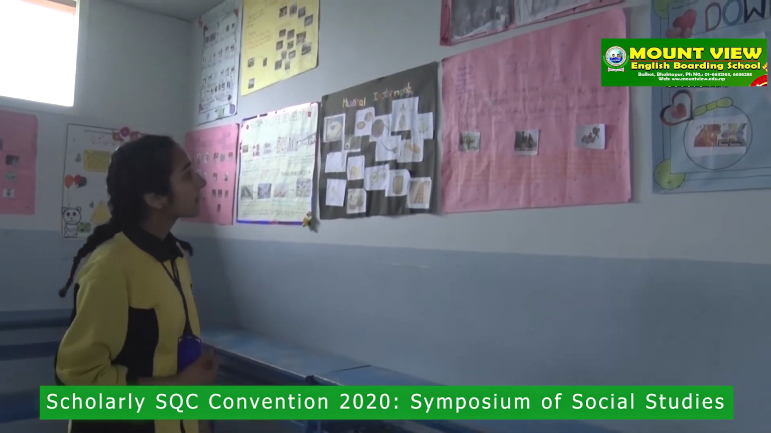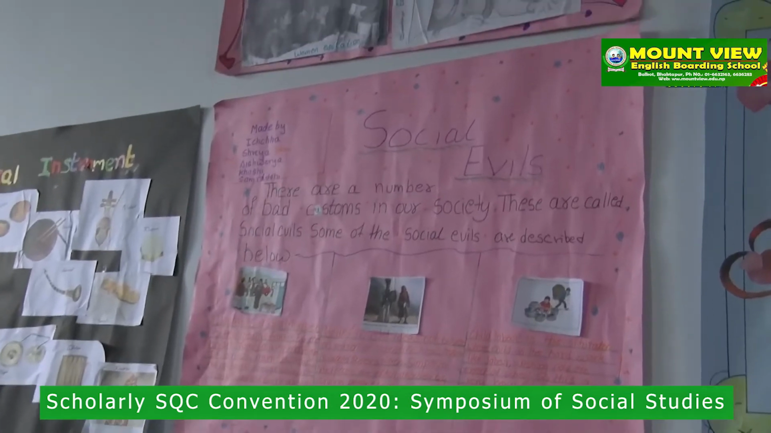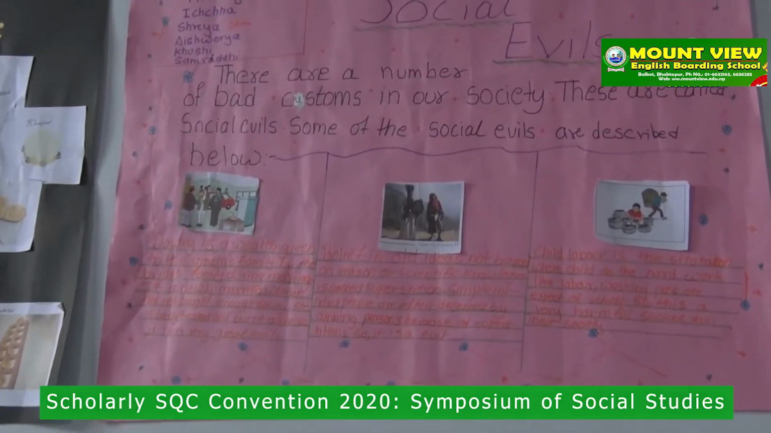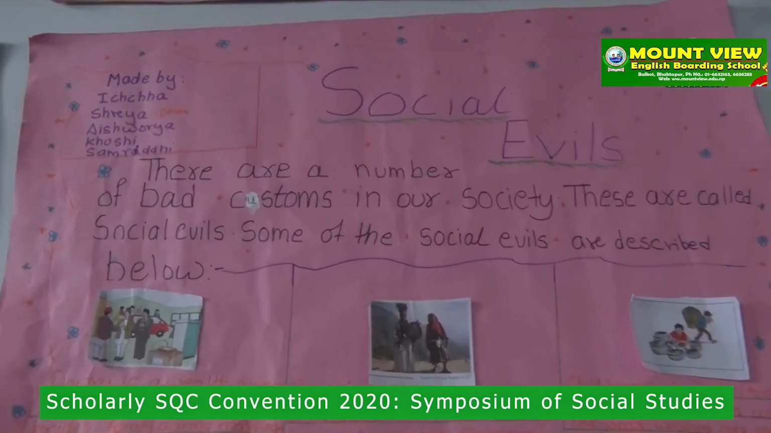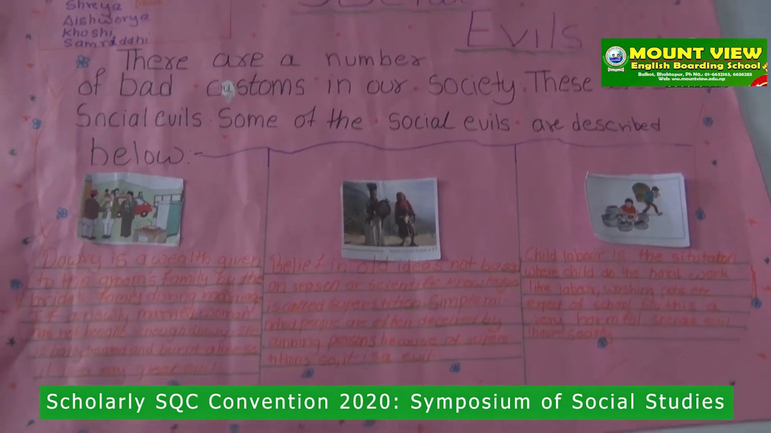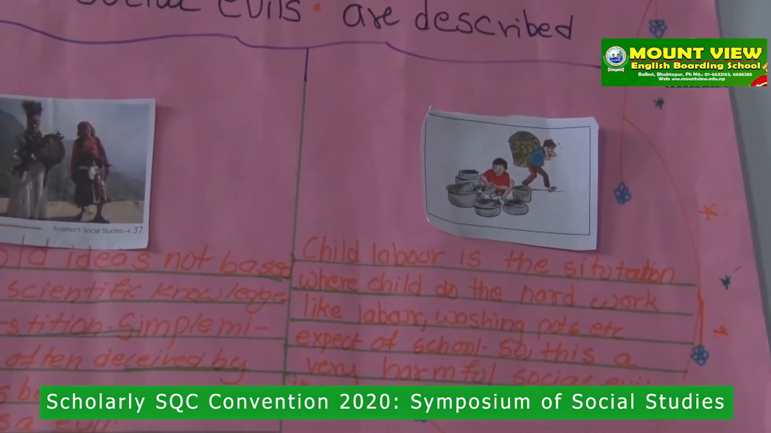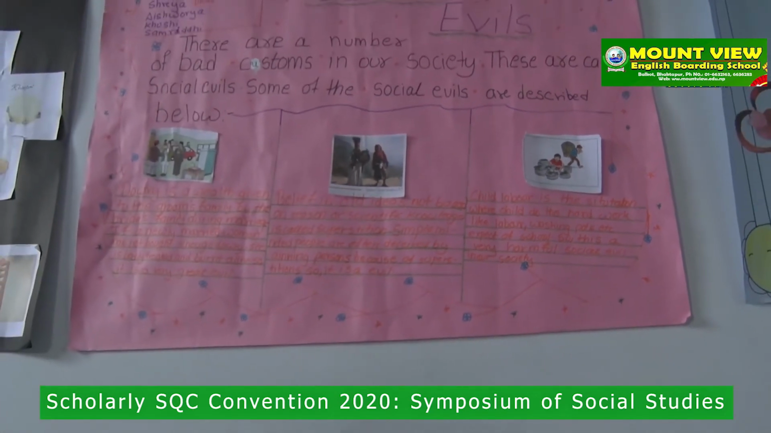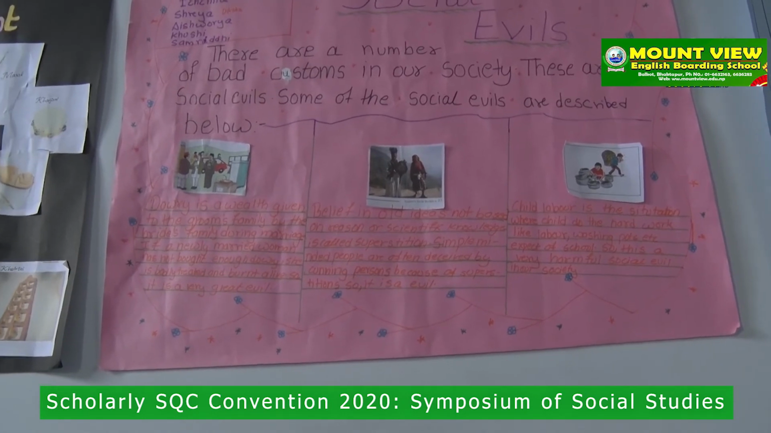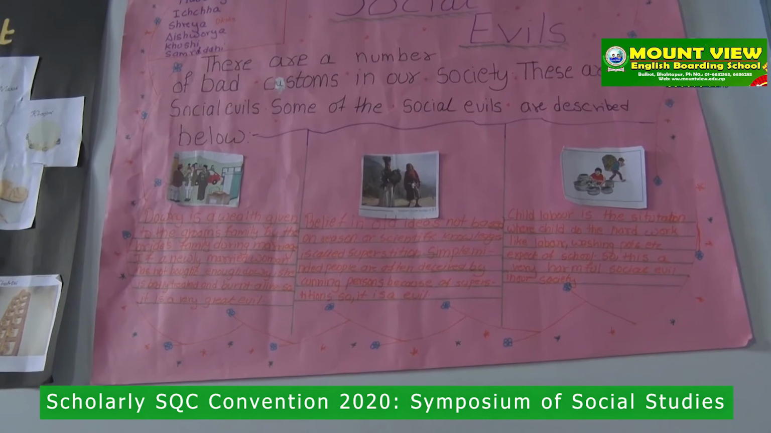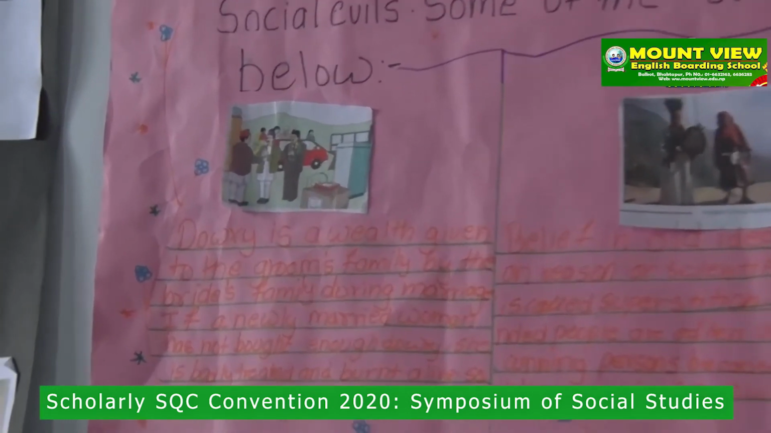Social events. There are a number of bad customs in our society. They are the social events. You can see some pictures like the dowry system, religious belief, and child labor. Dowry system. It is the gift given to the groom's family by the bride's family during marriage. It is also known as the dowry system.